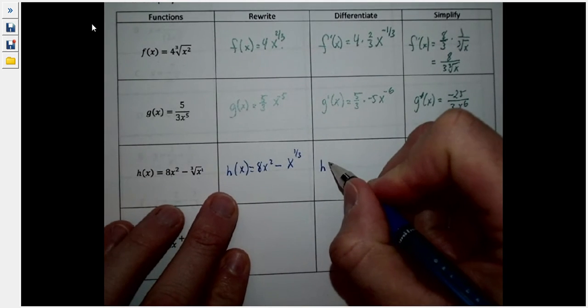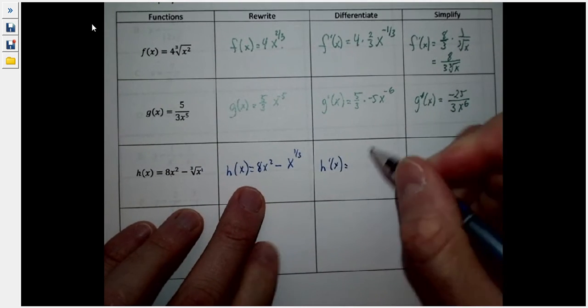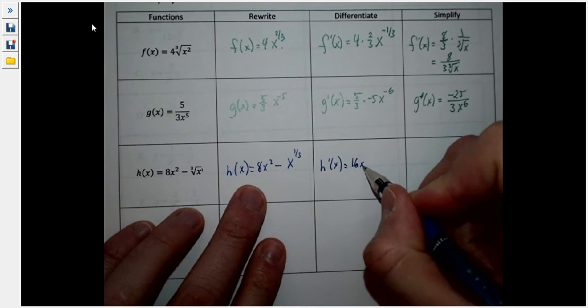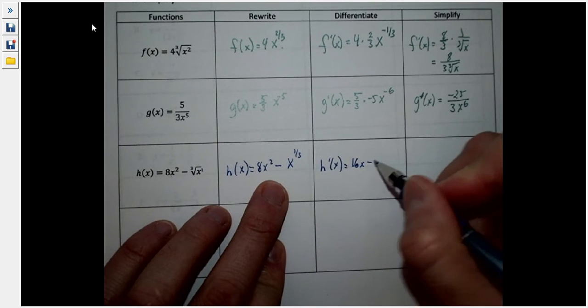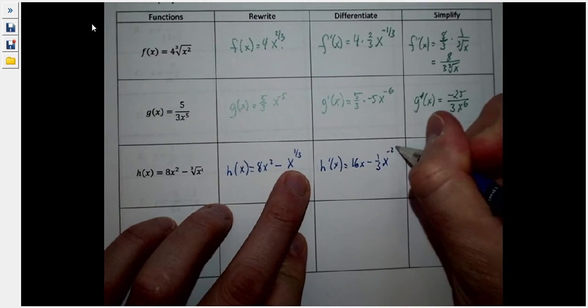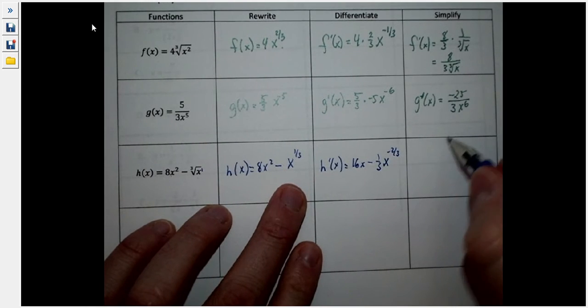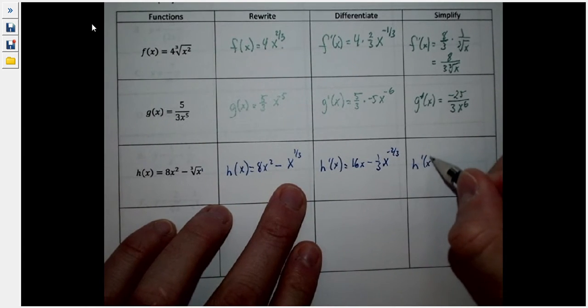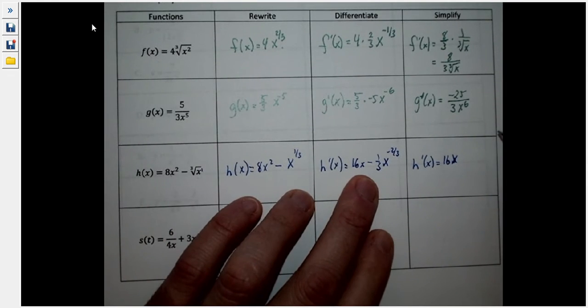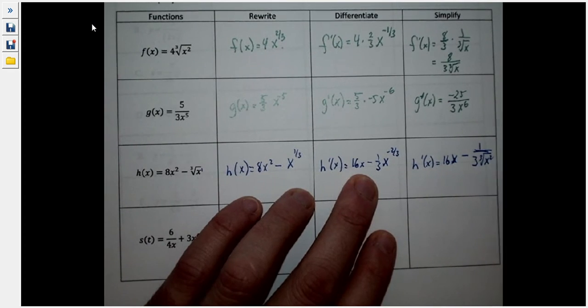Now I differentiate. h prime of x equals 2 times 8 is 16x minus, move the 1/3 out front, subtract 1 from 1/3, and you get negative 2/3. Simplify, so h prime of x equals 16x, and then we have minus 1/3 to the cube root of x squared.